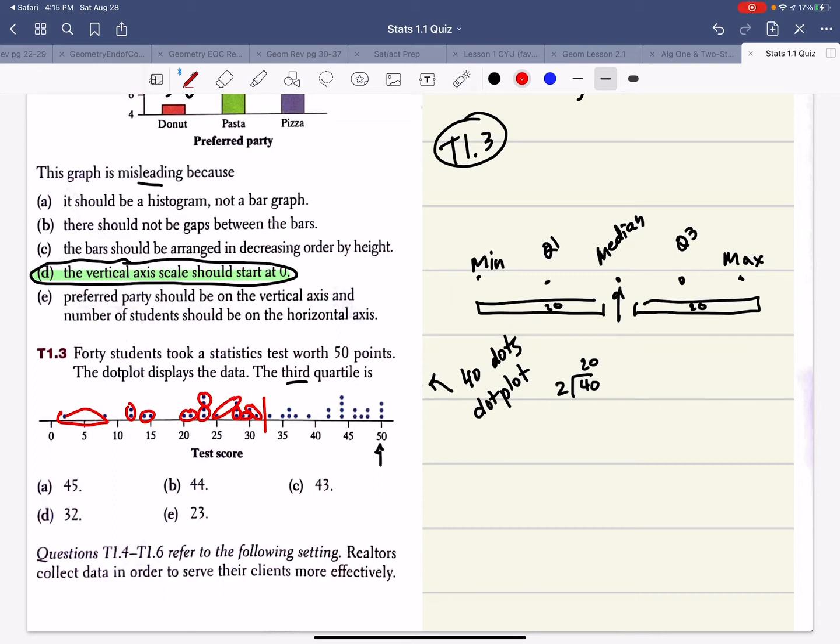So the middle of the top would be 20 divided by 2 again, would be 10 and 10. So it's not going to be an actual dot or number. It'll be the average between the 10th and the 11th dot of the upper half. So 1, 2, 3, 4, 5, 6, 7, 8, 9, 10. Yep. So it's in between that dot, which means it's the average between 44 and 44, which is 44. And that is one of my choices.